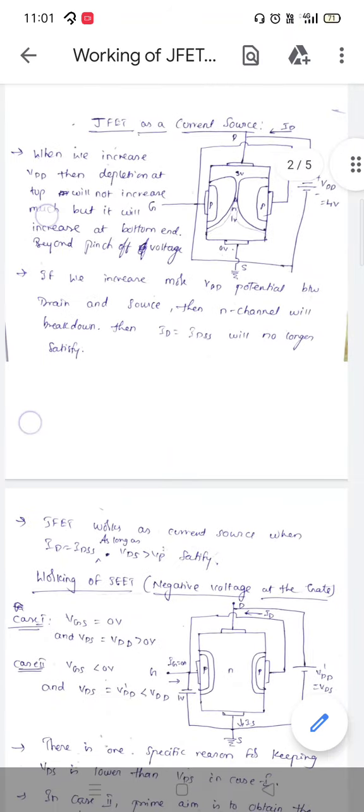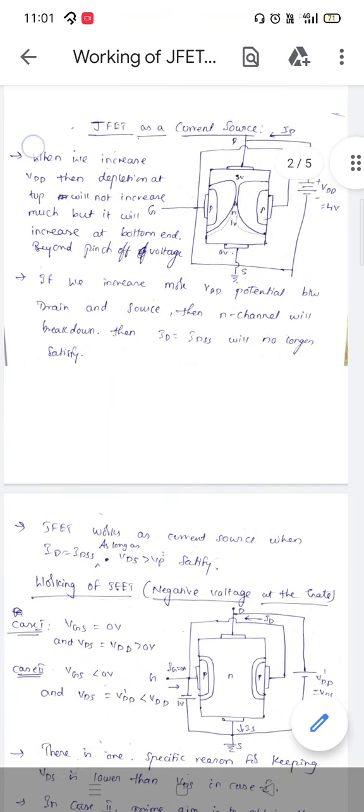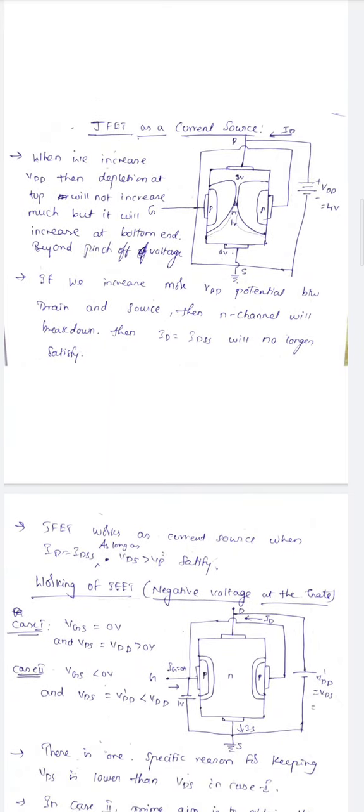If we increase VDD more, the potential between the drain and source also increases, and then the N channel will break down. If we increase the voltage between the drain and source, you will get a constant current beyond the pinch off voltage. After that, if we increase the voltage more, the device will break down and you will get infinite current.